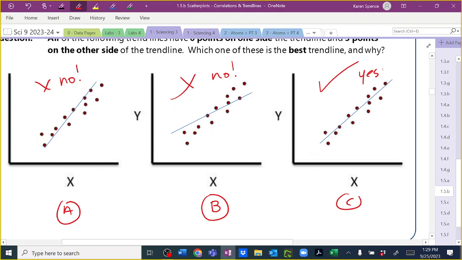Graph A, is it too steep or is it too shallow? Too steep or too shallow? Steep. Graph B, the trend line is too shallow. And then we have the Goldilocks of trend lines. This one is just right. You guys know Goldilocks, the story? Yeah? And if you don't, you can go look it up, Goldilocks and the Three Bears.